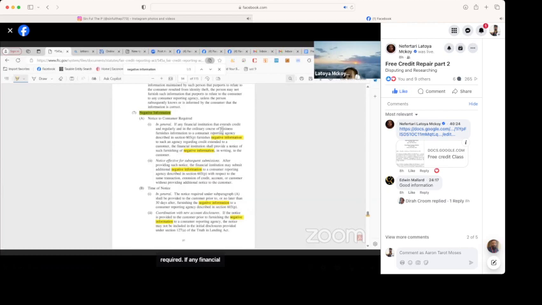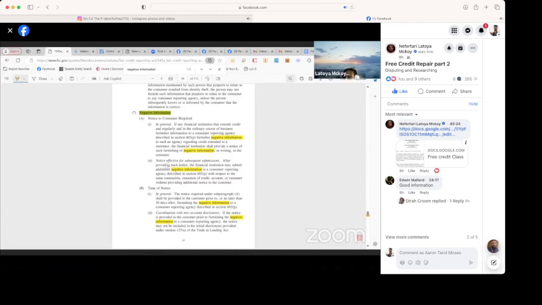If any financial institution that extends credit regularly in the ordinary course of business furnishes information to a consumer reporting agency described in section 603(p), furnishes negative information to such an agency regarding credit extended to a consumer, the financial institution shall provide a notice of such furnishing of negative information in writing to the consumer. Y'all ever receive a notice before they stick negative stuff on your credit report? Because I know I never got no notice.